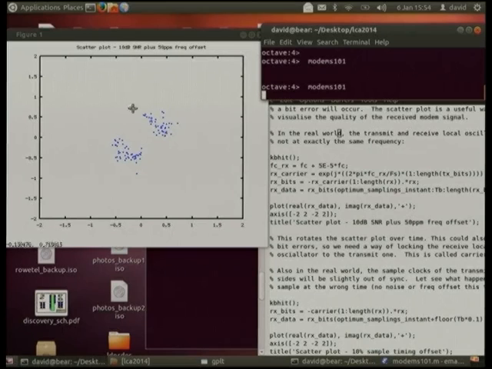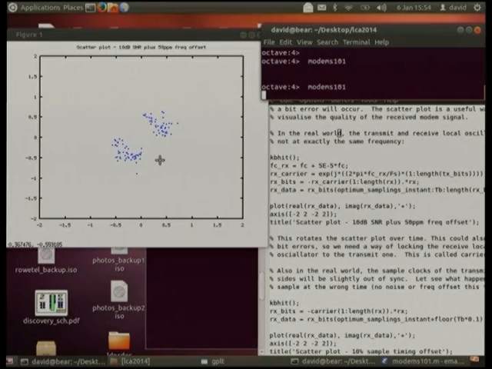If that was in real time, we'd see them move in a circle. And eventually, you can see some of these points have crossed this 0 point. So due to that frequency offset between the transmitter and receiver, they're not quite tuned exactly the same, we've started to get some bit errors. And if you saw that on the scatter diagram, you'd know, aha, there's a problem with the frequency offset.